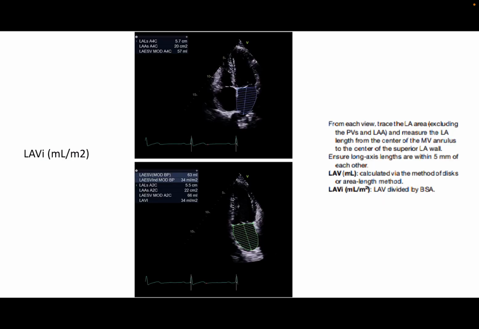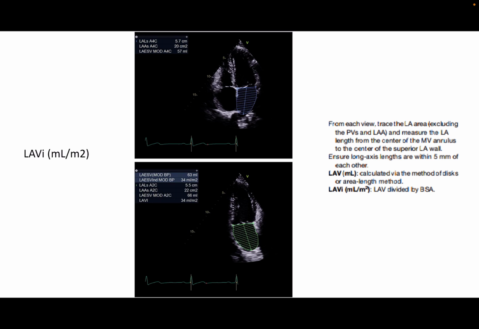Left atrial volume index, LAVI. LAVI is our marker of chronicity. An enlarged left atrium tells us the ventricle has been stiff and demanding for a long time. The atrium has been stretched repeatedly, remodeled, and is now permanently enlarged. Measurement is by the biplane Simpson method in end systole, just before the mitral valve opens, indexed to body surface area. Normal is less than or equal to 34 milliliters per meter squared.